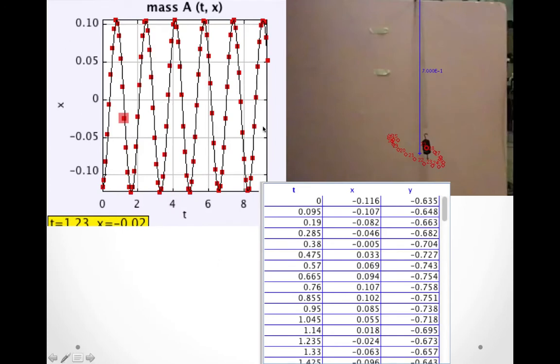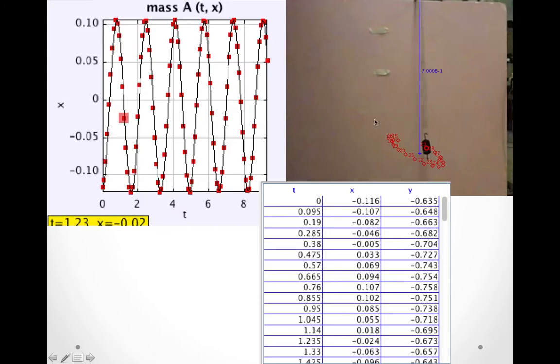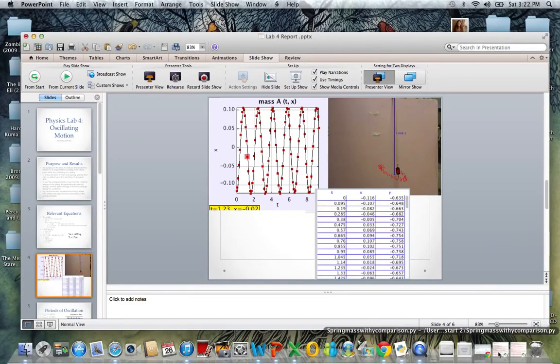Here is some of the data I got from Tracker. Unfortunately, my video was saved and won't come back, but this is the X versus time. This is some of the data, and here's my tracking of it.